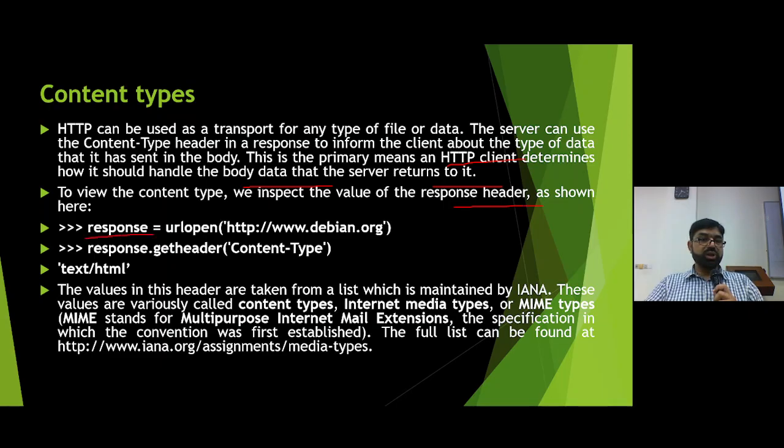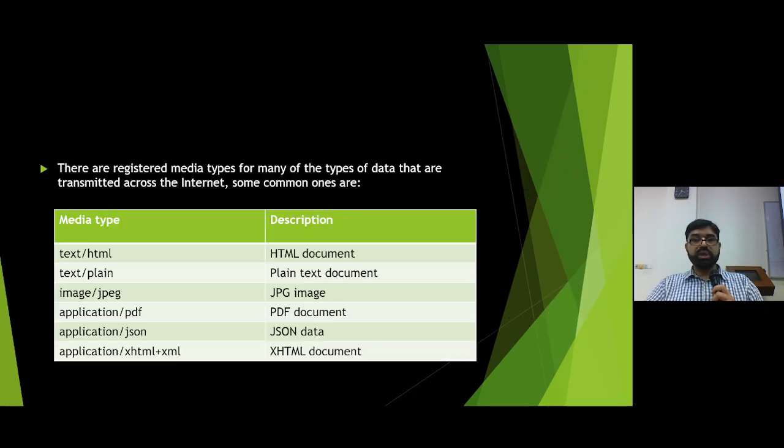Suppose we have response equals urlopen, and now response.getheader Content-Type. So we get text/html. The values in this header are taken from a list which is maintained by IANA. These values are variously called content type, internet media type, or MIME types. MIME stands for Multipurpose Internet Mail Extensions. The specification is available here on the website.